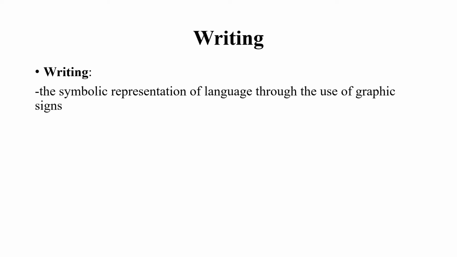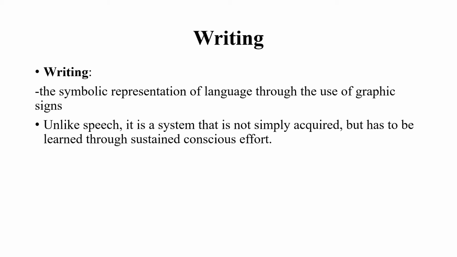So we'll start our discussion with defining writing. What is writing? Writing is the symbolic representation of language through the use of graphic signs. Unlike speech, it's a system that's not simply acquired, but has to be learned through sustained conscious effort. For example, children learn how to speak before going to school, but they go to school, of course, one of the reasons is to learn how to read and write. So this is a skill, or a system, that is learned, and it requires some effort.